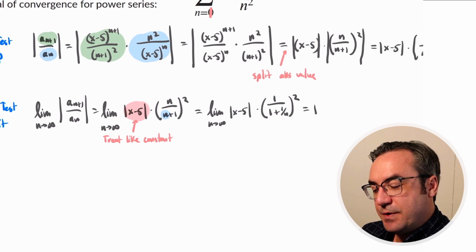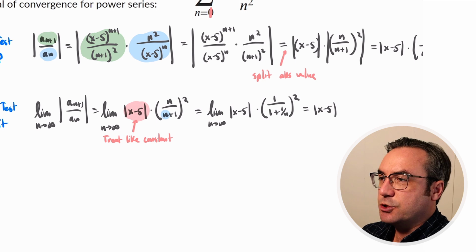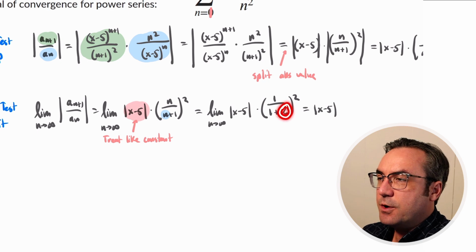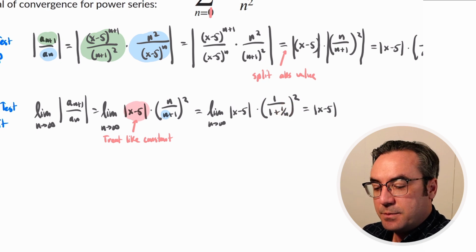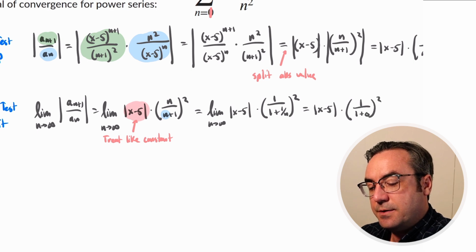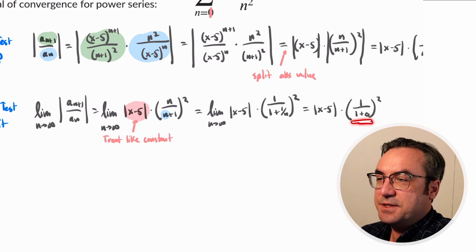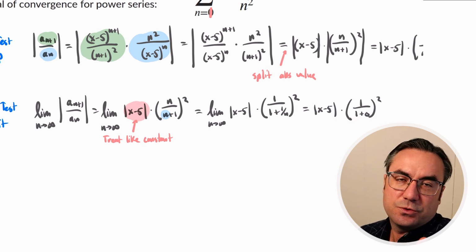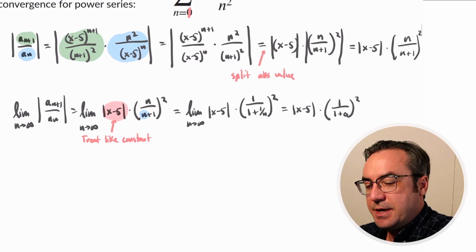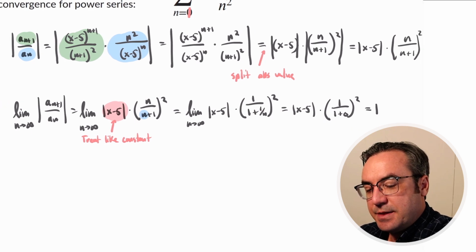So that absolute value term is going to stay the same. Remember, we're treating that like a constant. And then this 1 over n is a constant over infinity form, so that term is going to go to 0, and then everything else is just a constant. So we end up with 1 over 1 plus 0 squared. If we simplify this, this is just 1 over 1, which is 1, and 1 squared is just 1 as well. So this limit here ends up just being the absolute value of x minus 5.